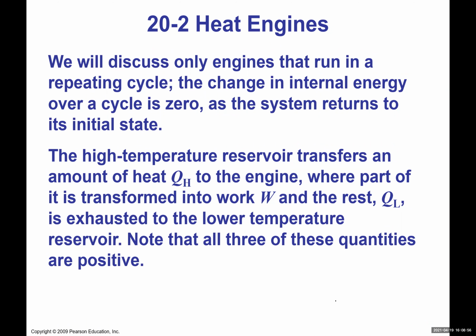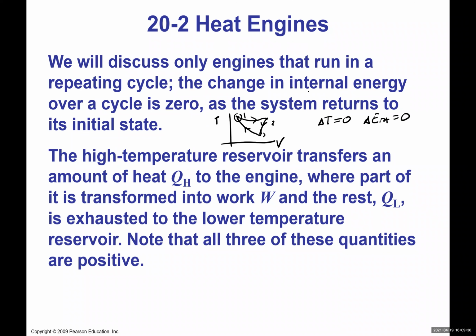So we will discuss only engines that run in a repeating cycle. The change in internal energy over a cycle is zero, as the system returns to its initial state. And this should make sense. For example, if you have a PV diagram, if this is your initial state, here's state 2, maybe state 3, it goes from here to there, from here to there, and then comes back. That's what a cycle looks like. A cycle means you come back to the same point, and the same point has the same temperature. That means there was no change in temperature. And if there is no change in temperature, there is no change in internal energy because they're directly related to one another.